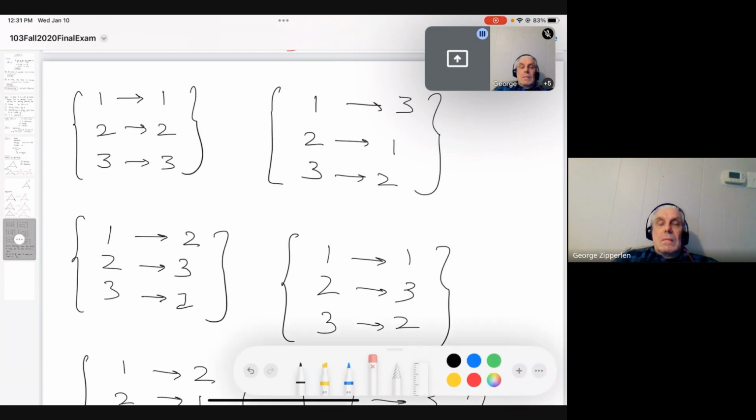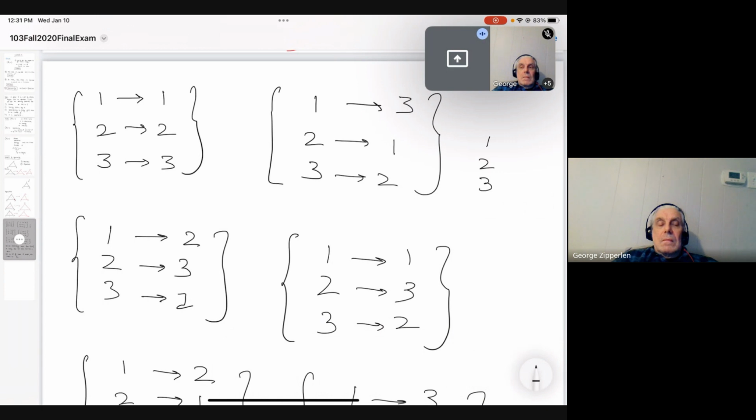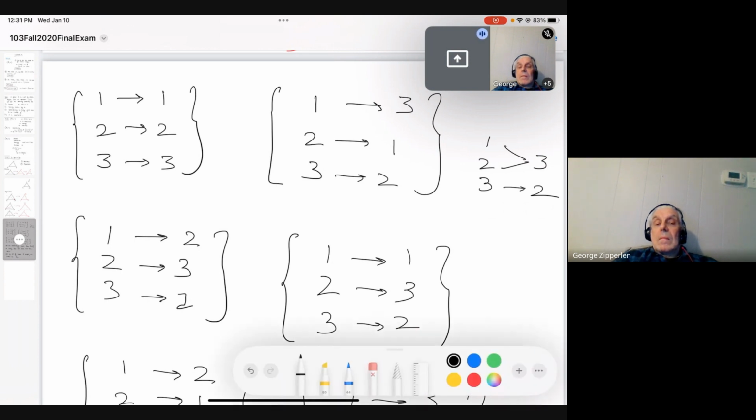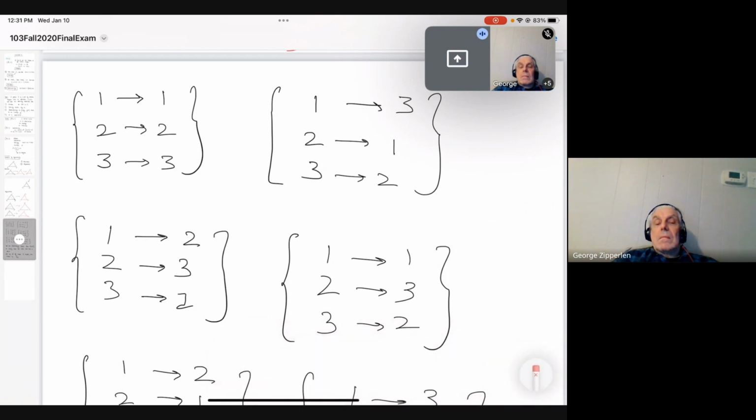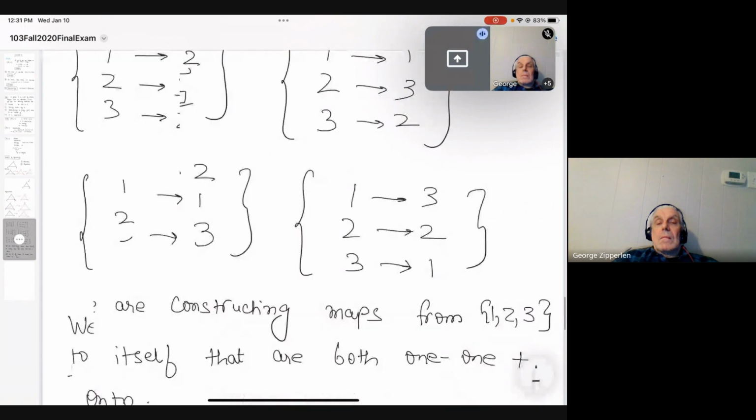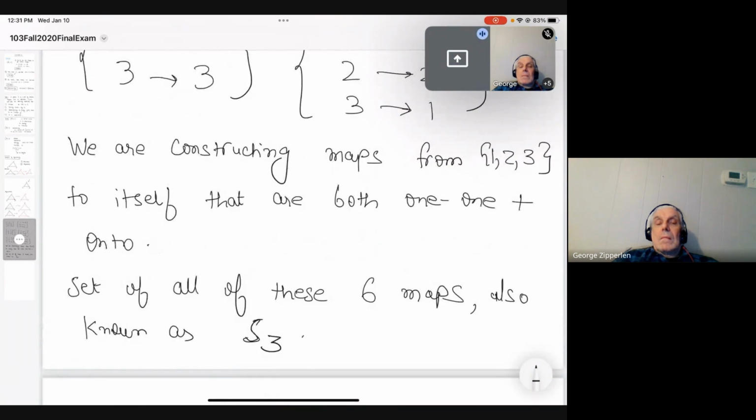So one-to-one means that I have 3 elements, and I have to send them to 3 different elements. I don't want to do something like this and then this, right? So every element must go to a unique element. No two different elements should map to the same thing. And then also every element should be covered. I want 1, 2, 3, all of them to be in the images. Like if you look at the example here, 1 is basically missing, so I don't want that. I want every element to be covered exactly once. So that's what I meant, that we are constructing maps from 1, 2, 3 to itself that are both one-to-one and onto.